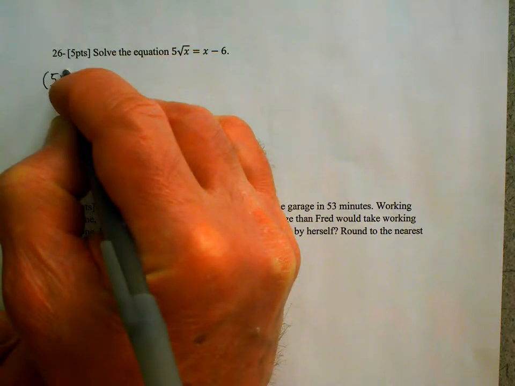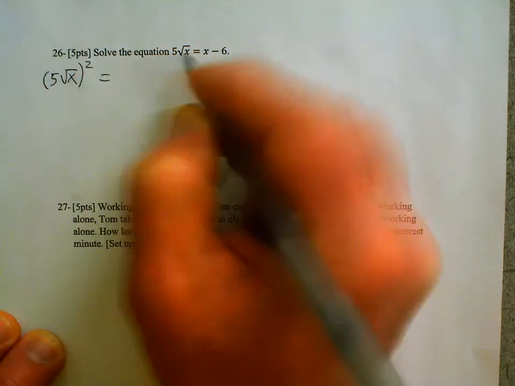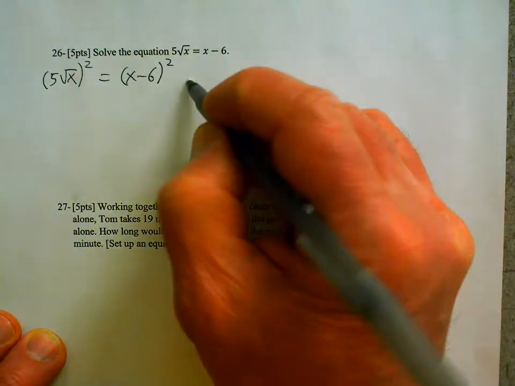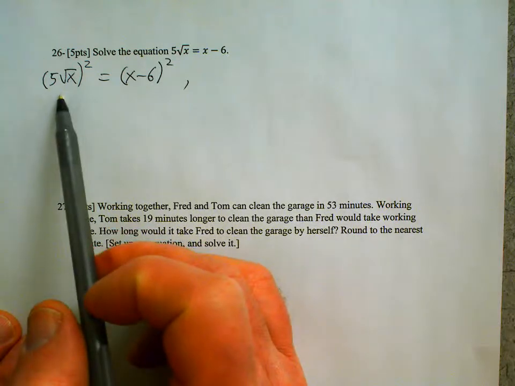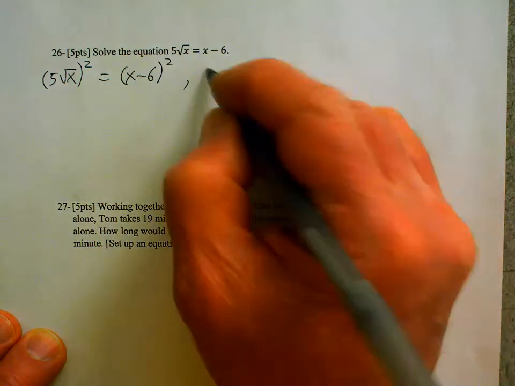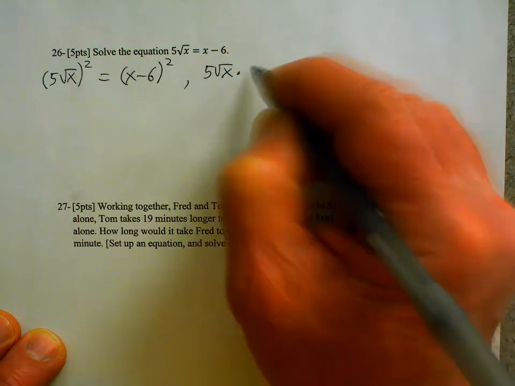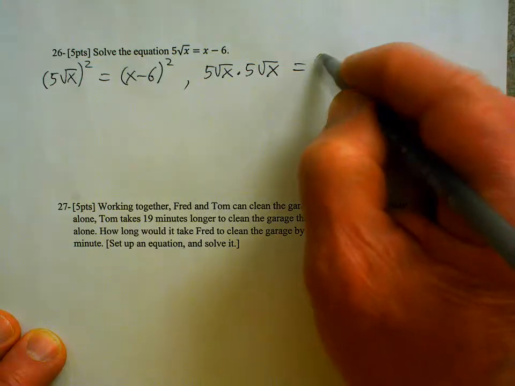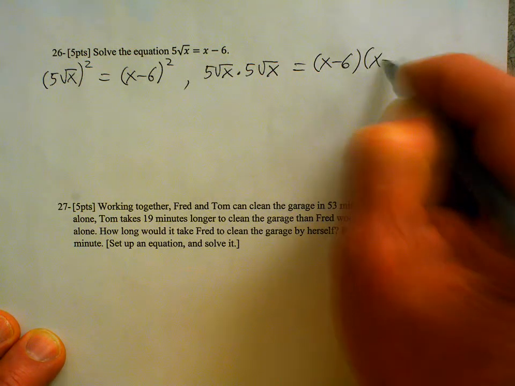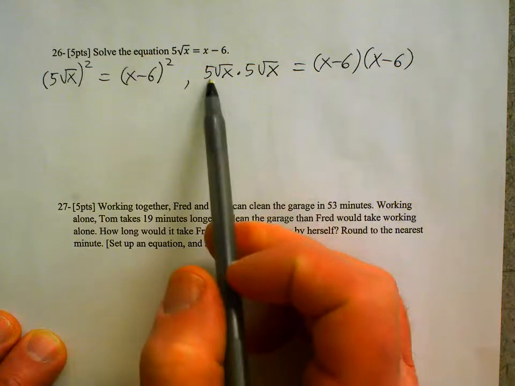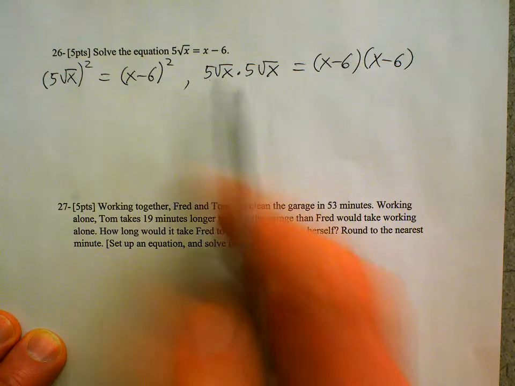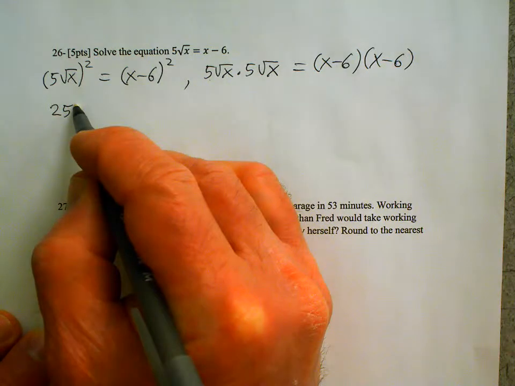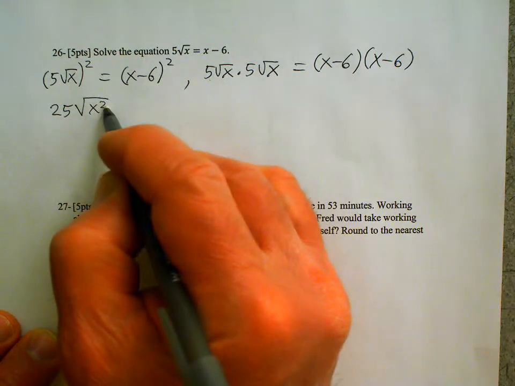This 5 times the square root of x, quantity squared, equals x minus 6, quantity squared. And a reminder, when you square something, you multiply it by itself. So we have 5 times the square root of x times 5 times the square root of x. And x minus 6 squared is x minus 6 times x minus 6. On the left-hand side, 5 times 5 is 25, and the square root of x times the square root of x is the square root of x squared.